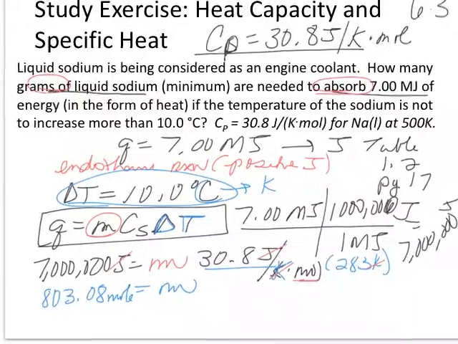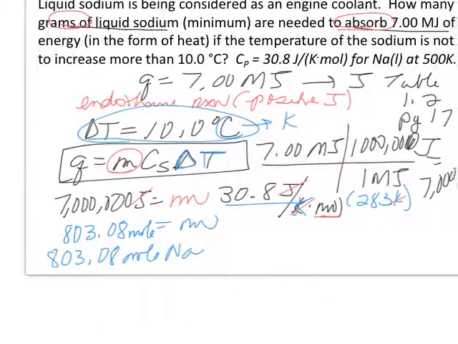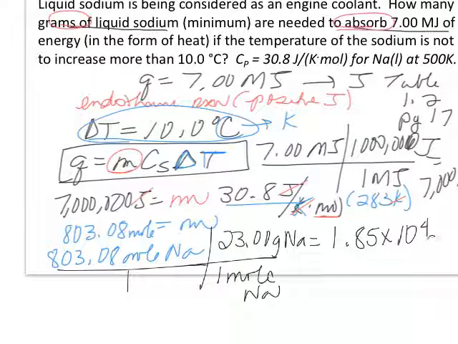Now, what's the question? It asks for how many grams. Well, you know how to go from mole. You can go from 803.08 mole of sodium. And you look at the molar mass, 1 mole of sodium, 23.00 grams of sodium. And that should be 1.85 times 10 to the 4th grams of sodium liquid is the answer.